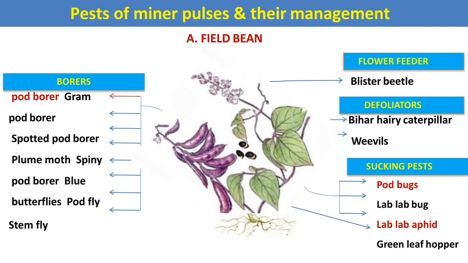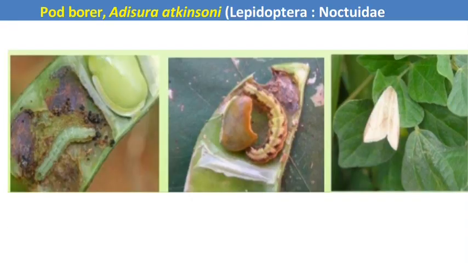Then the next minor pulse is field bean. These are some of the major and minor pests of the field bean, but among them only the pod borer, the pod bugs and the aphids are the major pests. This is the first major pest of the field bean, the pod borer, Adisura atkinsoni. It is a Lepidopteran pest.